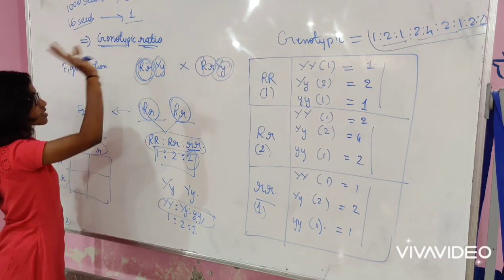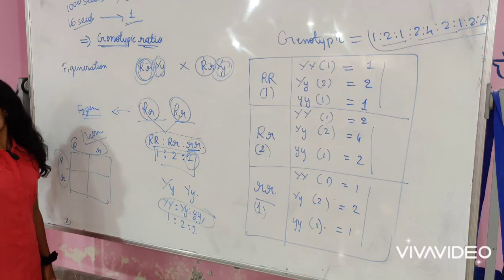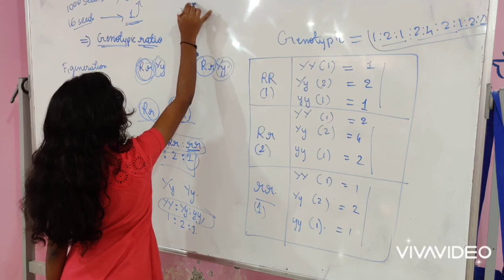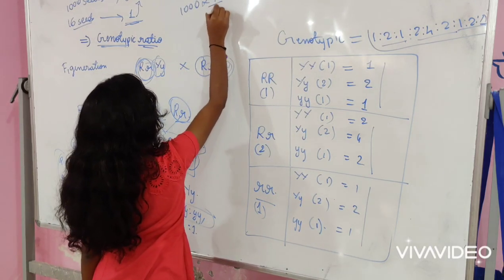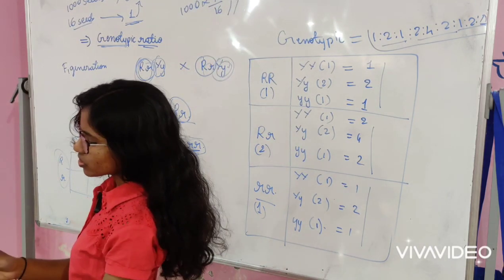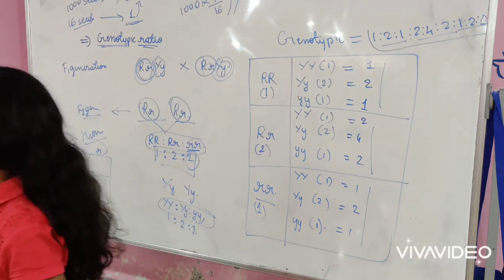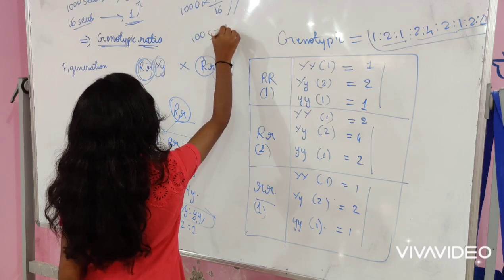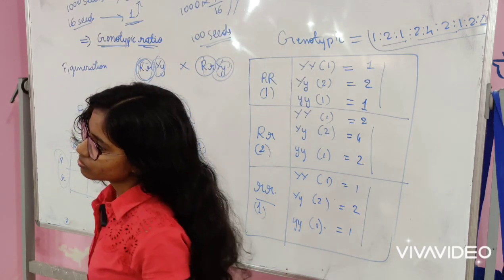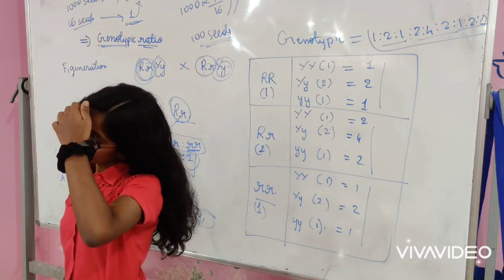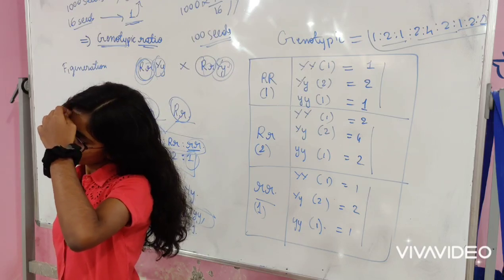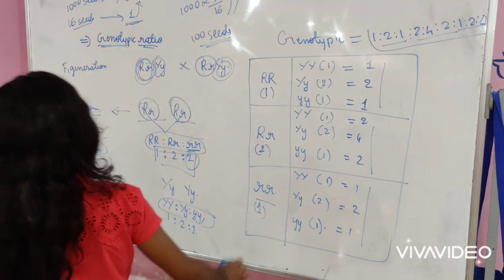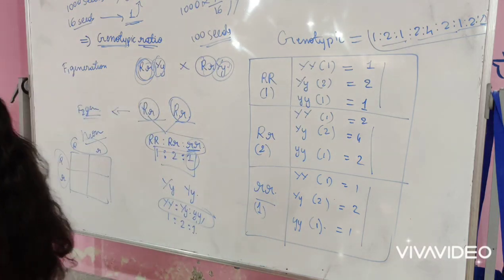See, 16 seeds gave 1 by 16, right? So it gave 1 seed. So 1000 seeds into 1 by 16. Okay, so that many seeds you get. This is one type of numerical. Similarly, they might ask you for 100 seeds. Find from 100 seeds. Okay. You read it down from the table.